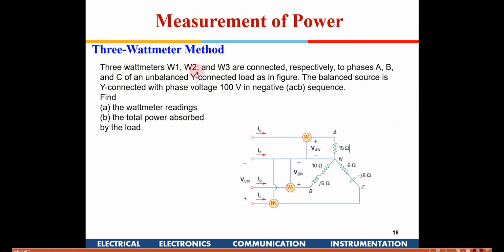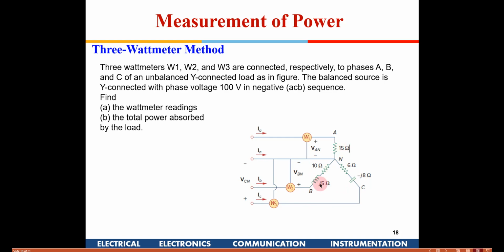So for the 3-wattmeter system, there is a problem given here. It says there are 3 wattmeters, W1, W2, W3, connected to 3-phase ABC. The balanced source is Y connected, and the phase voltage is 100 volt. Find the wattmeter readings. The impedances are given here, and in this system again these need not be balanced. Even if it is unbalanced, because individually you are measuring the power in each of these 3 arms with respect to the neutral voltage, there will be no error if you compute the power and sum these 3 powers.